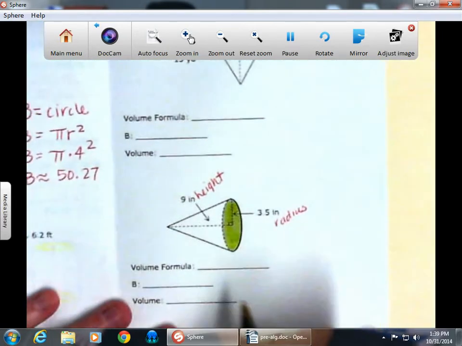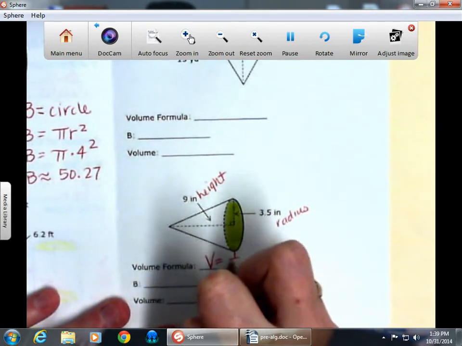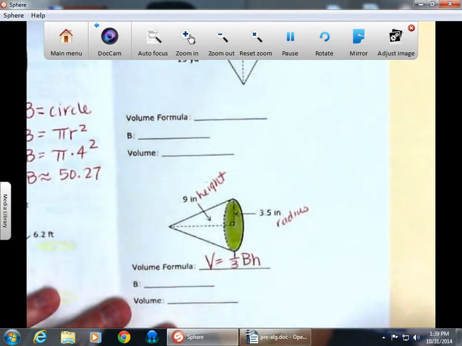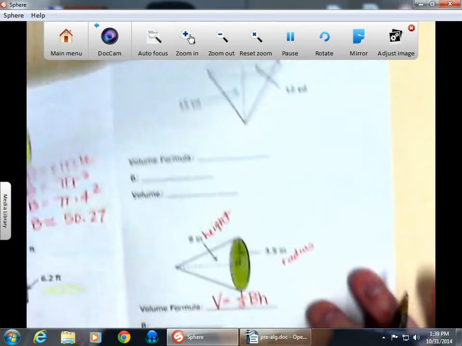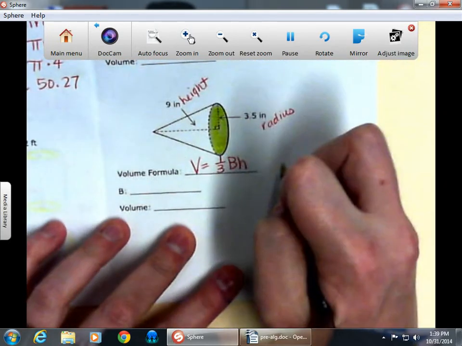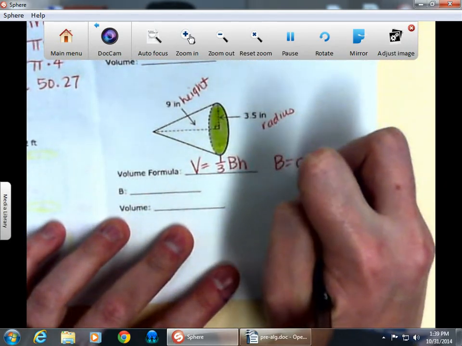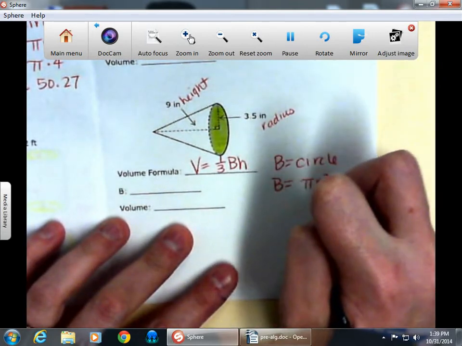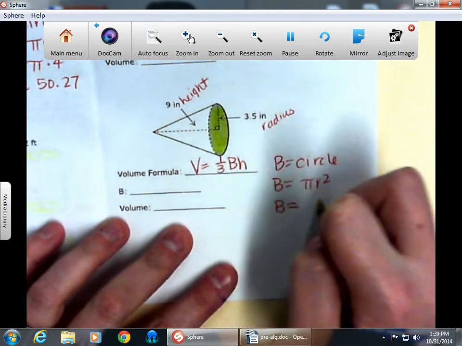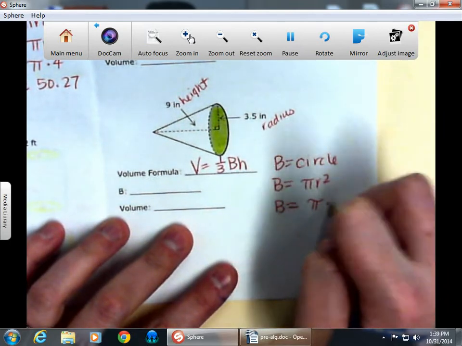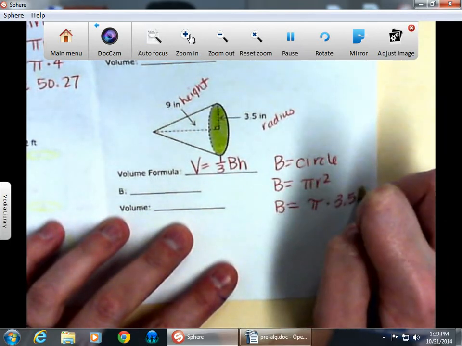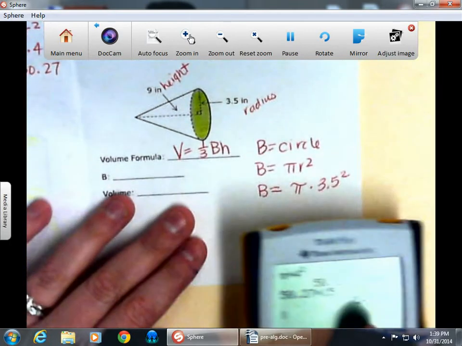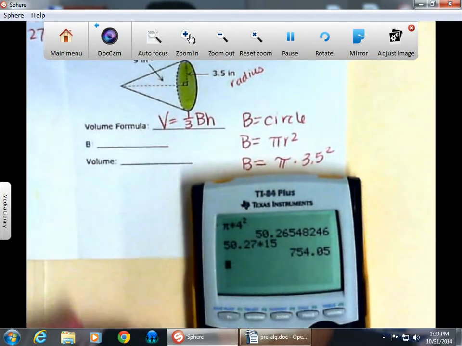First thing I need to do is write my formula, 1/3 big BH. Again, I do not know, they did not give me the area of the base, so I have to calculate it. Big B is a circle. Circle formula is pi r squared. So it's pi times my radius, 3.5 squared. So in my calculator, I do pi times 3.5 squared.